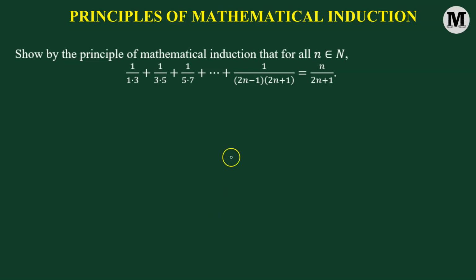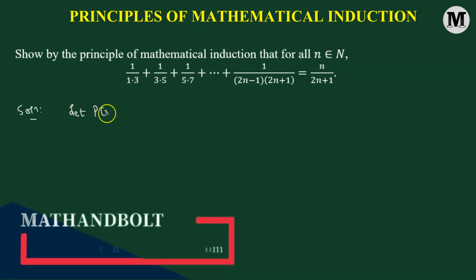Show by the principle of mathematical induction that for all n belonging to the set of natural numbers, the following is true. Okay, let us begin. So here, first what we'll do, we're going to consider a statement. We're going to name the statement as P of n. So let P of n be the statement which is going to be given by.